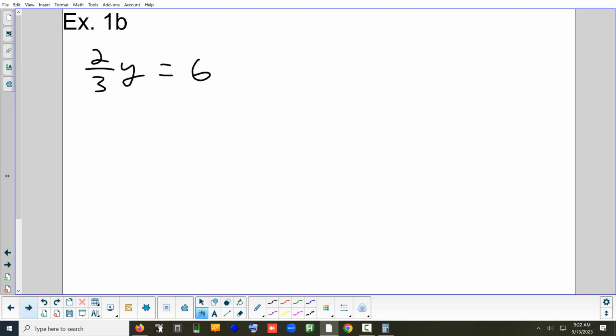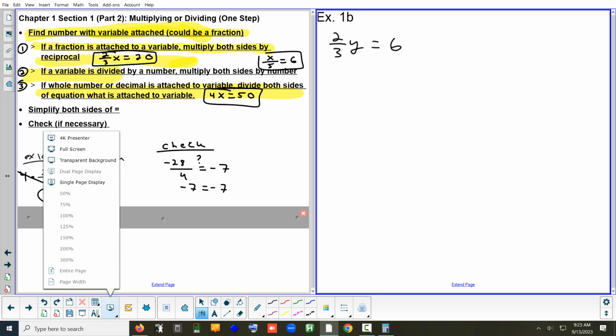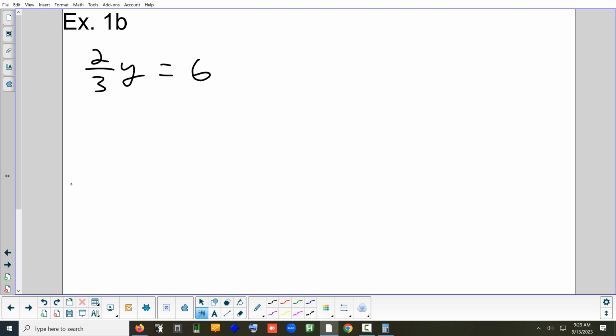Let's try 1B. Okay, so let me put the cases back up. Which case does this one look like? 1, 2, or 3? Yeah, that's case 1. It says if a fraction is attached to a variable, multiply both sides by the reciprocal. Well, before we can multiply, the first thing we have to figure out is what's the reciprocal? So we're going to have multiply and multiply.